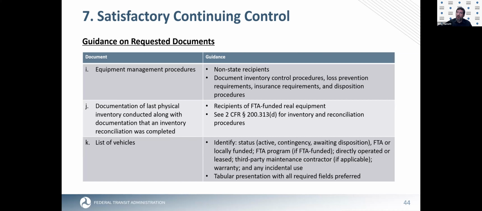So if you have vehicles covered under warranty, you would want to identify that. Really, the spirit of that requirement is if you have some work that can be covered under warranty, you should pay for it that way instead of drawing down from your FTA grant to fund that. And then finally, you would want to note any incidental use of these vehicles. Now you can see we say that a tabular presentation, meaning something like an Excel spreadsheet, is the best way to communicate this information to your reviewer.